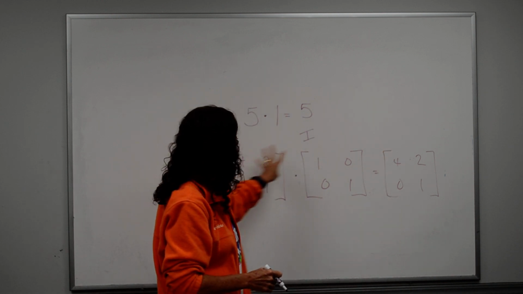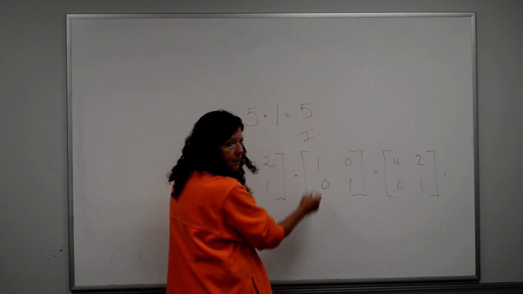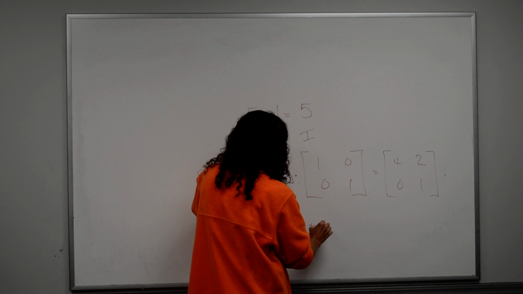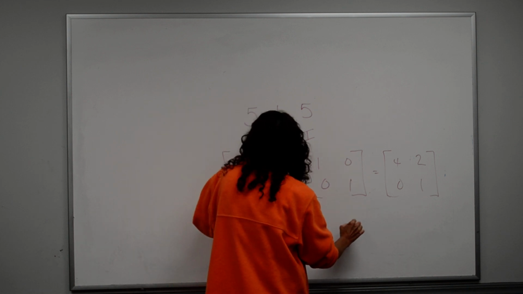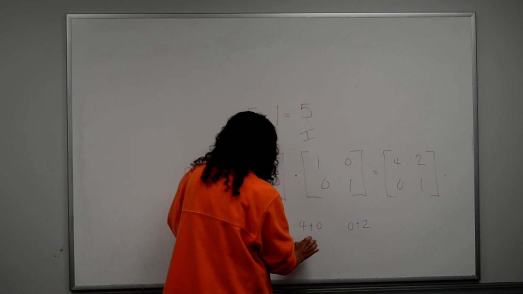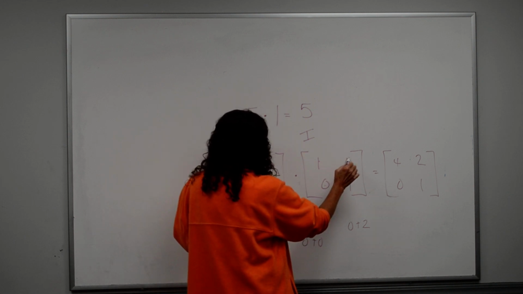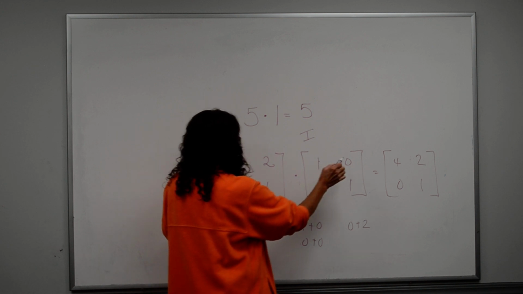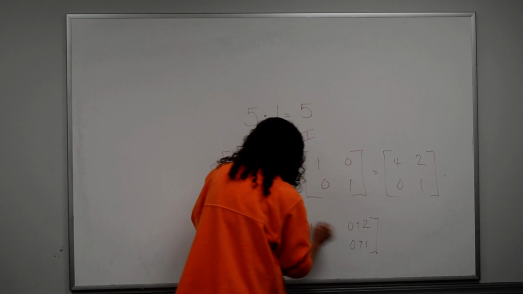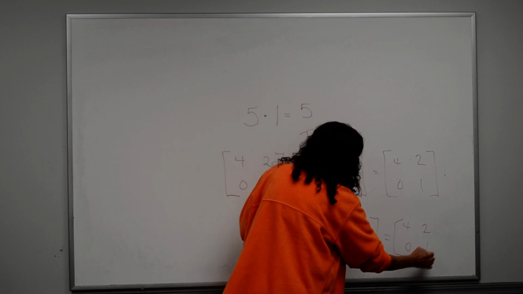If I put those two in my calculator, I could make you do it by hand, which would be a bad idea. So 4 times 1 is 4, plus 2 times 0 is 0. 4 times 0 is 0, plus 2 times 1 is 2. Then the next column, 0 times 1 is 0, 1 times 0 is 0. And then over here, I have 0 times 0 is 0, and 1 times 1 is 1, which is going to give me 4, 2, 0, and 1.